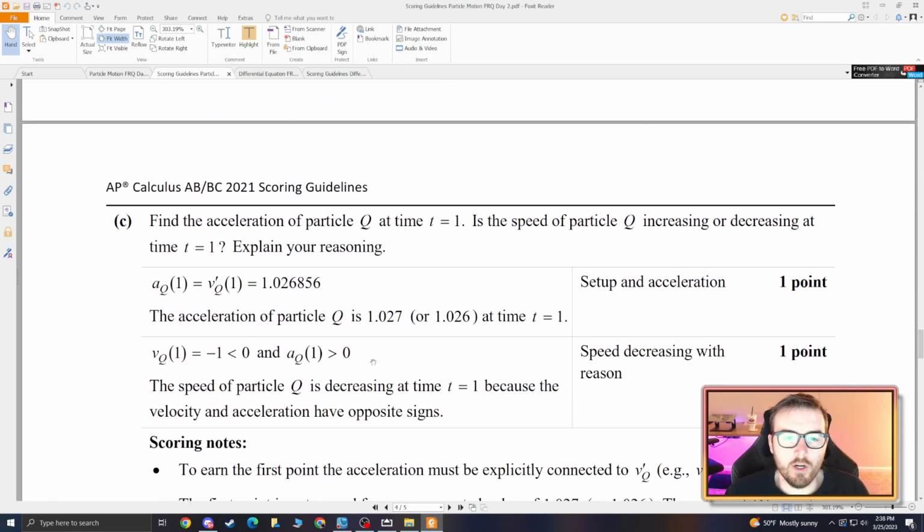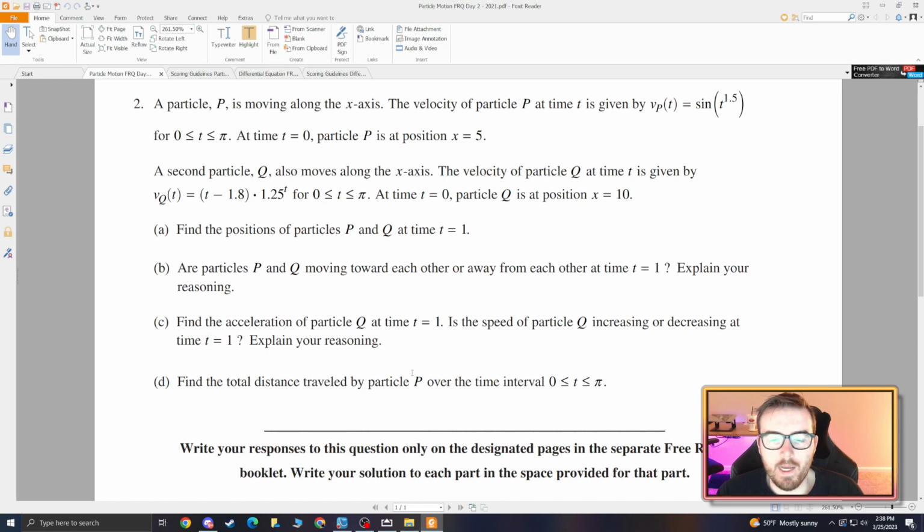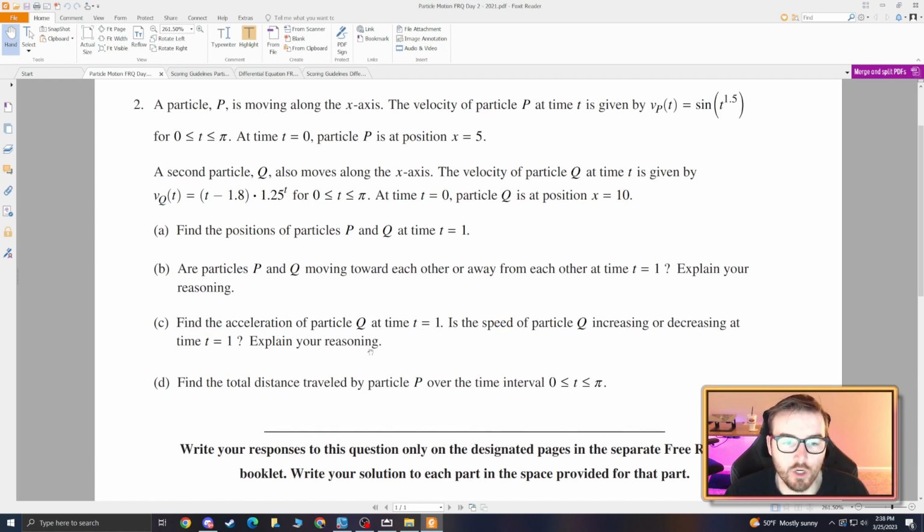Find the acceleration of particle Q at time t equals 1. Is the speed of particle Q increasing or decreasing at time t equals 1? Explain your reasoning. So again, that means we need to have a full-on sentence here, okay? Acceleration is the derivative of velocity. So we want to derive the velocity of Q and evaluate it at time t equals 1. You follow?